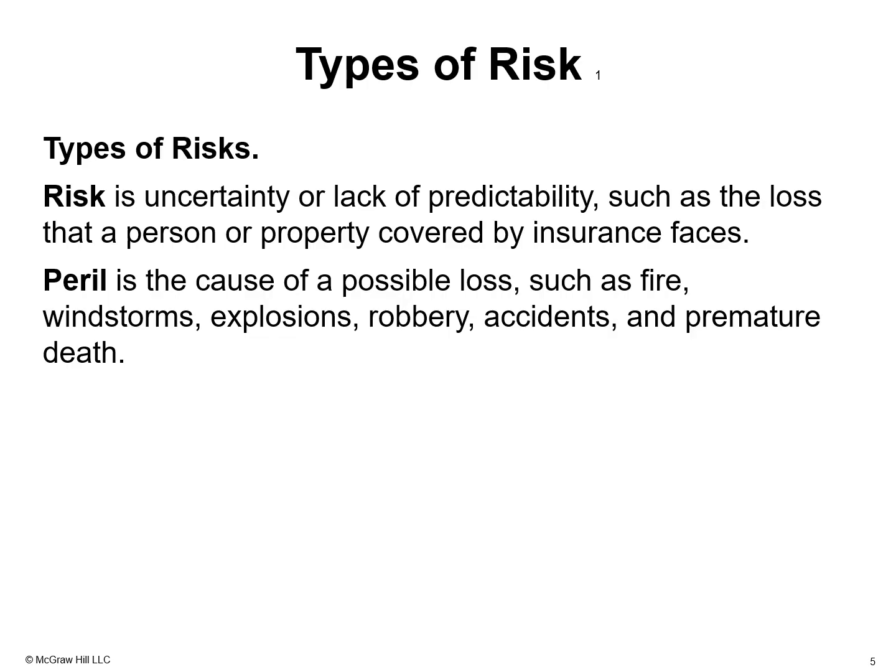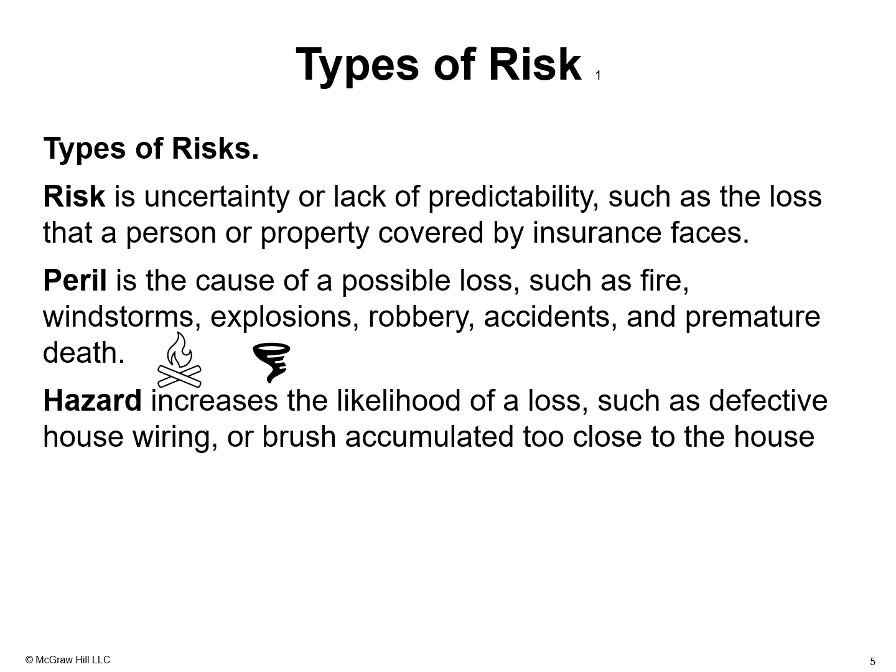You insure against perils. Perils are the cause of a probable loss, such as a fire. The risk is that you'll have a fire. The peril is you had a fire, or a windstorm, or an explosion, or a robbery, or an accident, or in life insurance, a premature death. A hazard. They're going to list a hazard in your policy too. What's a hazard? Well, it increases the likelihood of a loss.